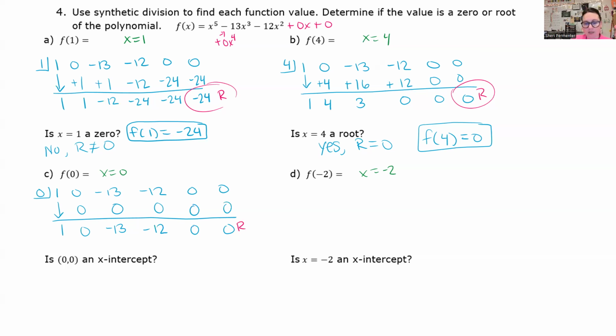0. The remainder is 0. So is 0 an x-intercept? Yes, because the remainder is equal to 0. And I can say that f of 0 is equal to 0. All the other numbers don't matter. If I just ask you to divide, you want all the numbers. That's your result. But if I'm just asking you f of a number, only the remainder counts. That's all I care about.